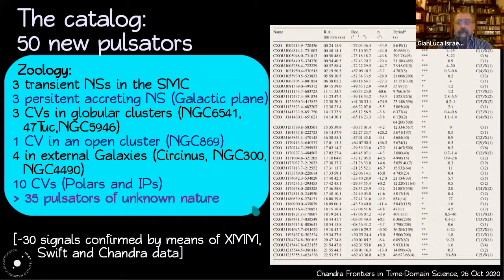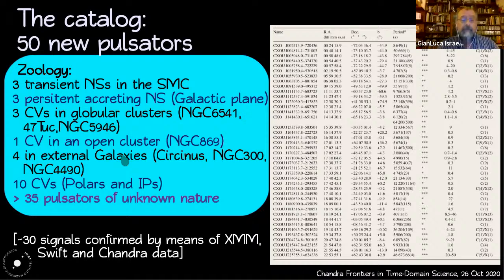Within the catalog, we have a bit of everything, like you can see from this list. We have transients, neutron star transients in the Small Magellanic Cloud. We have accreting neutron star persistent sources in the galactic plane. We have CVs in globular clusters and also in open clusters. We have false signals in external galaxies and so on.